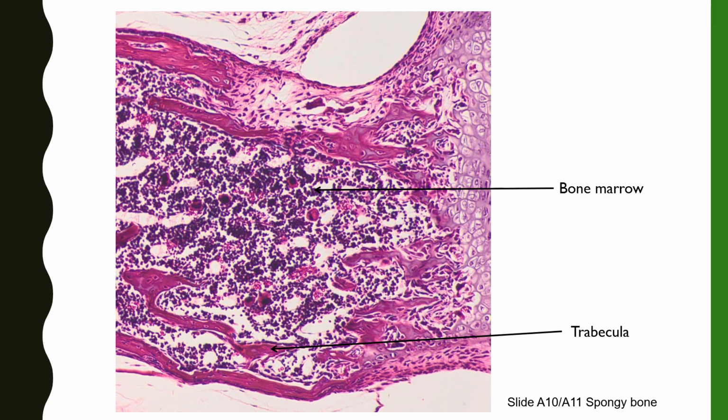Here is another cross section of the bone, and this time it is a spongy bone. This is also from our own slide box here in the faculty, slide A10 or A11. In the spongy bone, in the center part, you can see there is a lot of bone marrow, and at the edge of the bone marrow, you can see there is a trabecula.